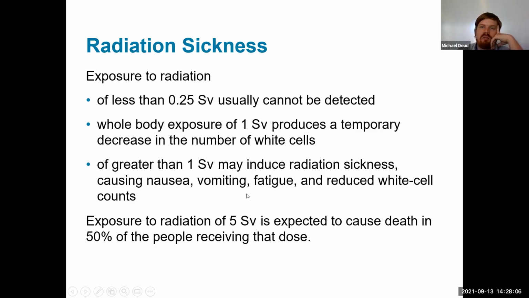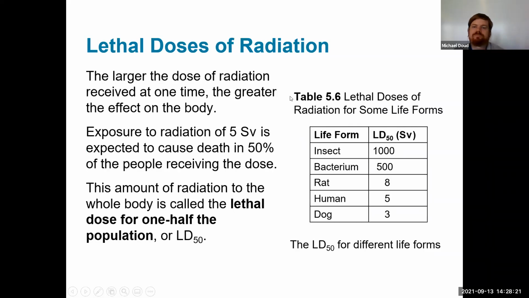The basic math of the sievert is that if a group of people is exposed to 5 sieverts each on average, it's expected to kill half the people that receive that dose with radiation sickness. What's really interesting is that different species have different tolerances for radiation. This is why the famous cockroach that survives the apocalypse exists: insects have a very high tolerance for radiation, about 200 times the amount that a human can tolerate. But a dog actually has less tolerance for radiation.